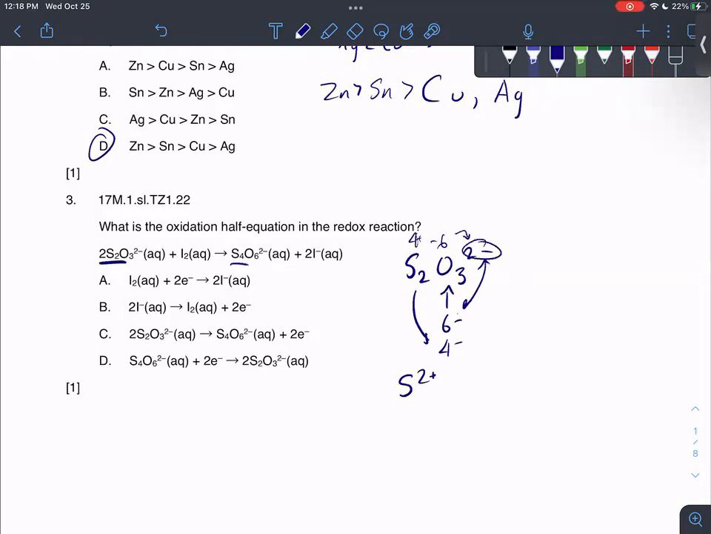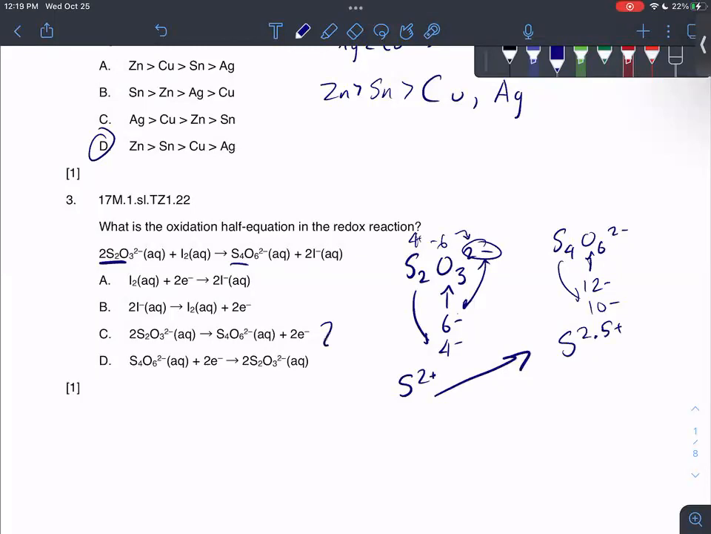Cool. Moving on, sulfur in S4O6 2 minus. For this one, again, we have that 2 minus. These 6 oxygens are going to make a 12 minus charge. Really, it's acting like 10 minus, being balanced out by 4 sulfurs. Each sulfur is going to be 2.5 plus. And we can have this half oxidation state, because really these are all charges being shared. But we can see that sulfur is being oxidized. So the half reaction that we're looking for is the one that has sulfur being oxidized.